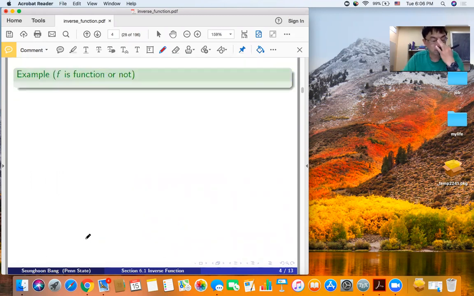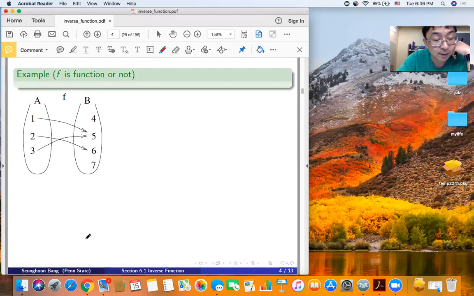Next, I want to give one more example. This is one relation f. Is this relation a function or not? Most of you think that this is not a function. Unfortunately, this is a function.